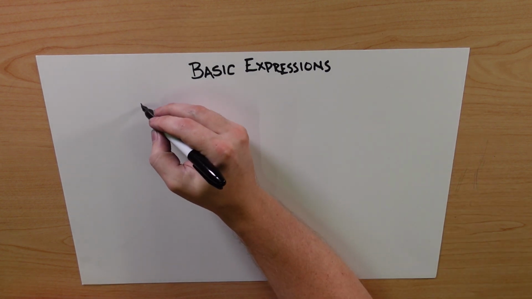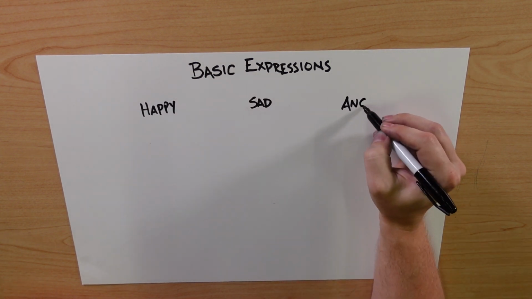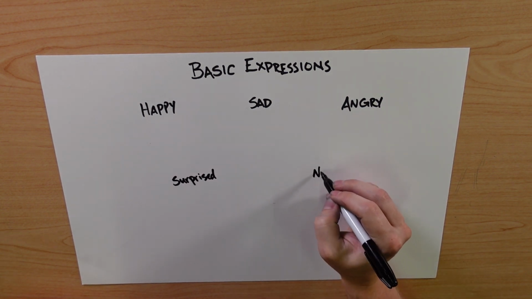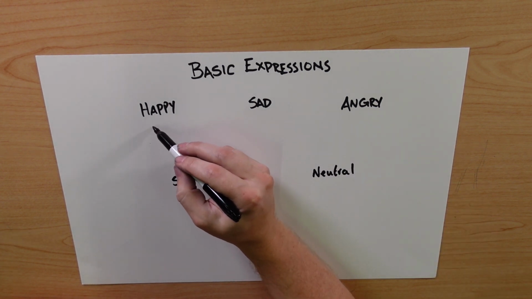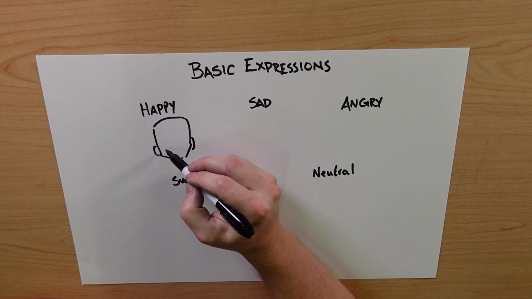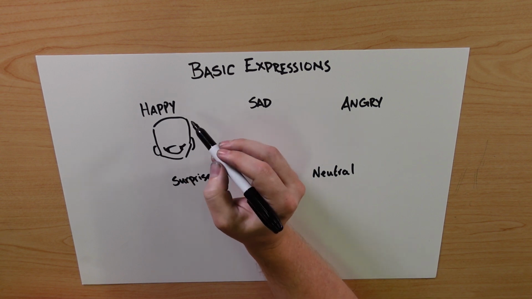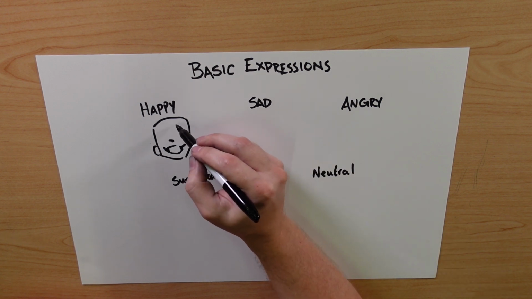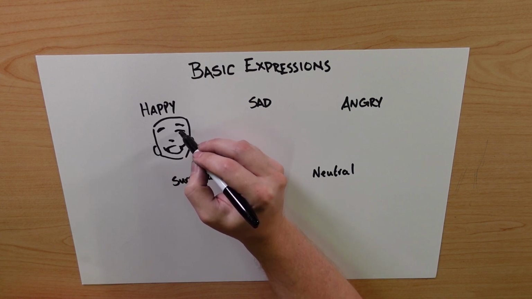So the first one is going to be happy, sad, angry, surprised, and then of course just the neutral or resting face. So happy is like a smiley face, right? But look, the corners of the mouth are going to be up like this. Sometimes the mouth is open, the teeth are showing if it's a stronger emotion of happiness. So something like that. And often the eyebrows are turned upwards like that to show kind of the lightness of the mood.